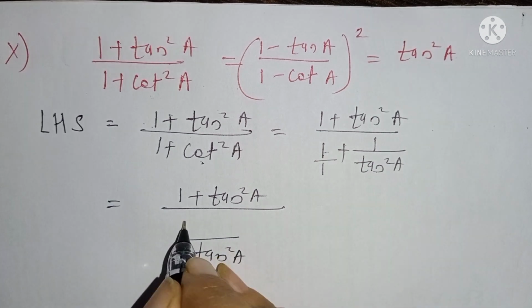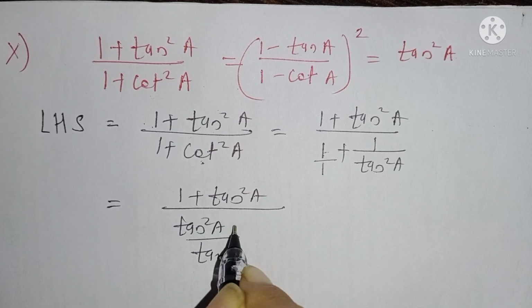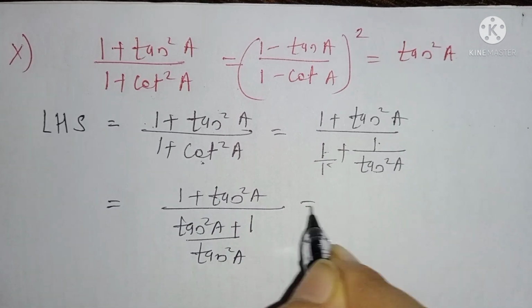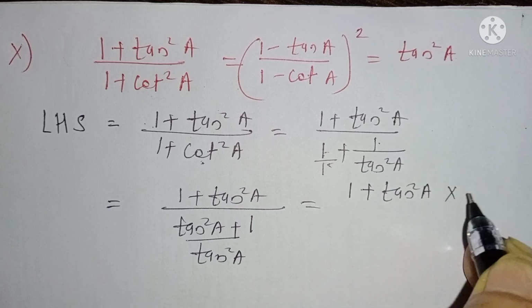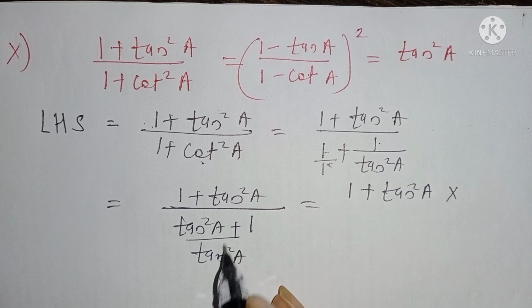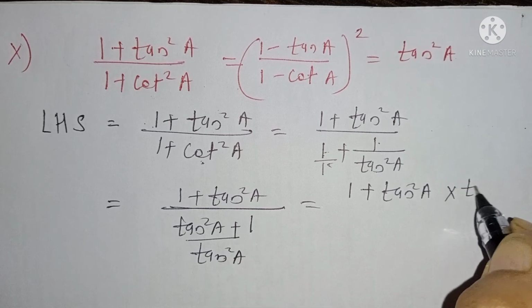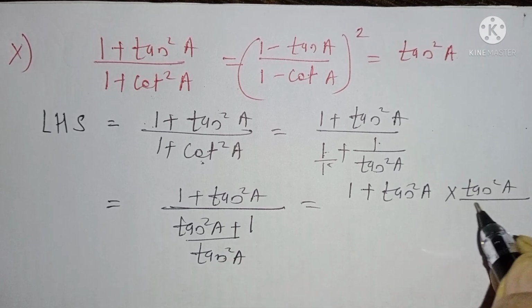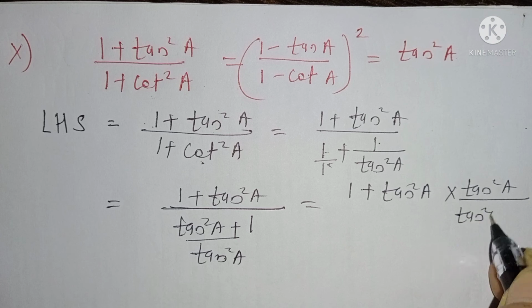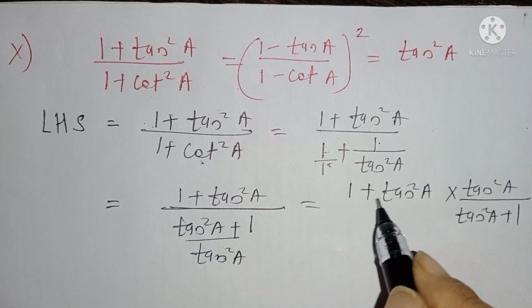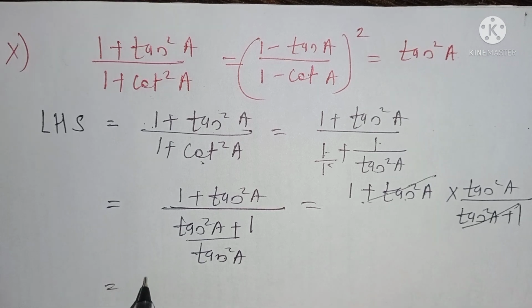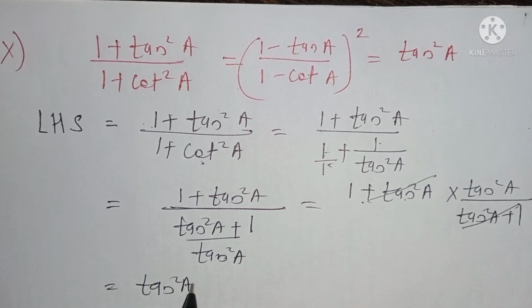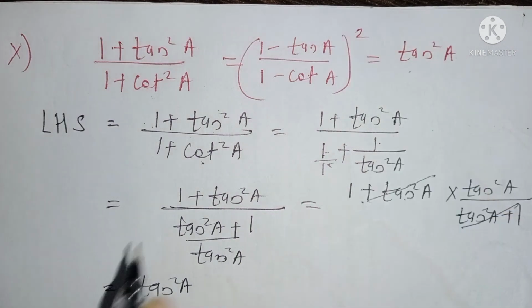And 1 should be multiplied by tan square A, tan square into 1. So it will become tan square A plus 1. It will give us 1 plus tan square A multiplied by, this is divide, so take a reciprocal. Its reciprocal will be tan square A divided by tan square A plus 1. Can we cancel 1 plus tan square and 1 plus tan square? Yes. And then we are having tan square A, which is equal to RHS, right?